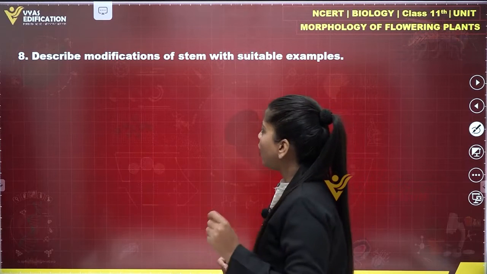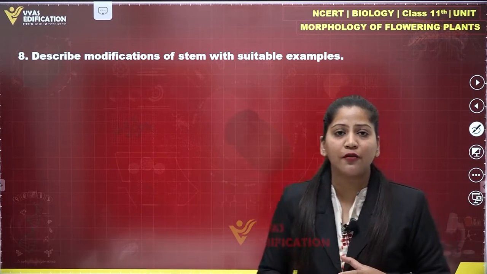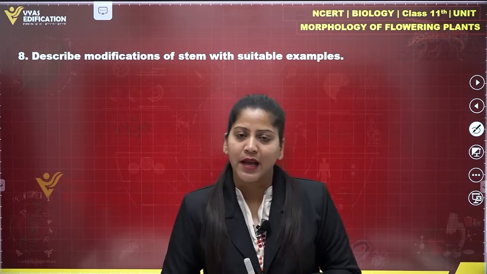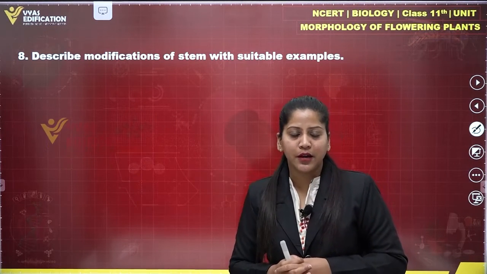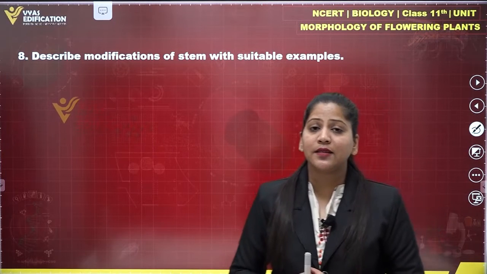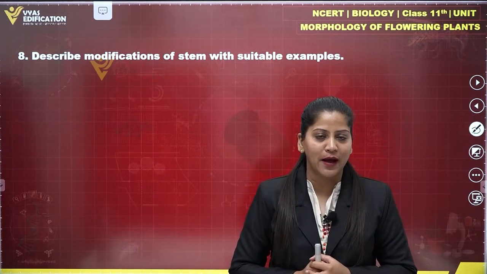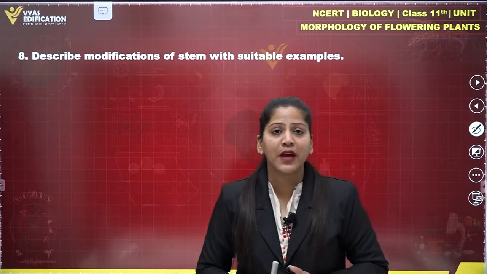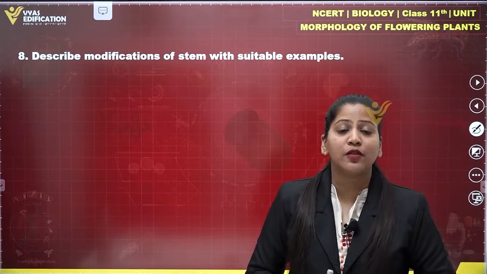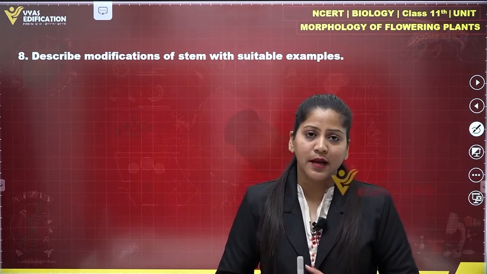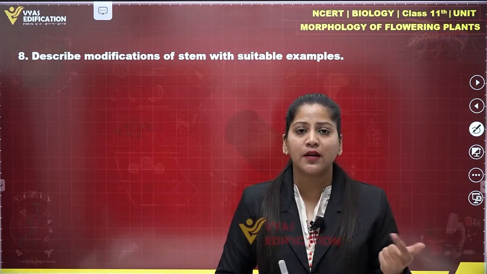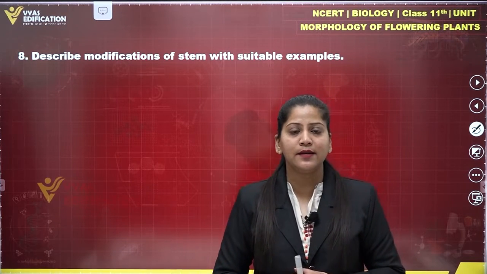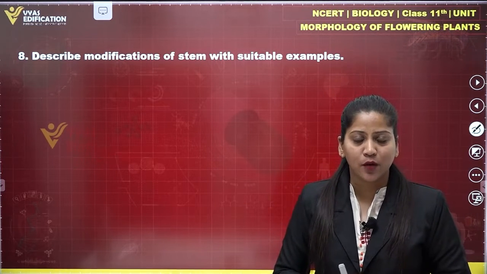Now, if we talk about the modifications of stems, then we have basically 5 types of modifications in plants. Let's discuss the very first type, that is underground or storage stem. The next one we have is protective stems. Then we have supportive stems, photosynthetic stems, and some other modifications such as runners, offset, etc. The basic ones we are going to discuss over here.